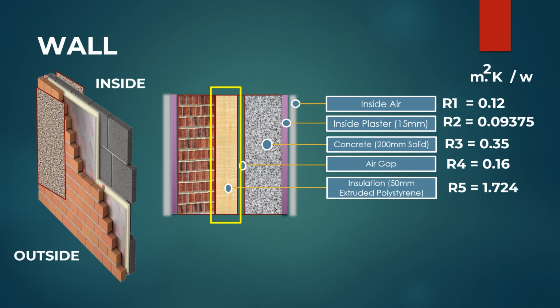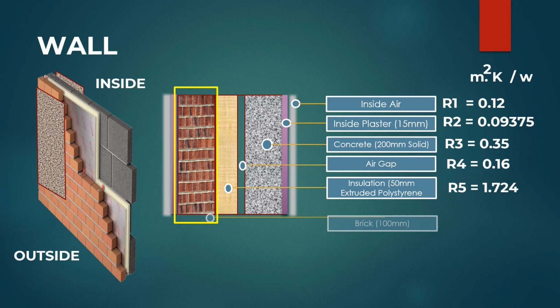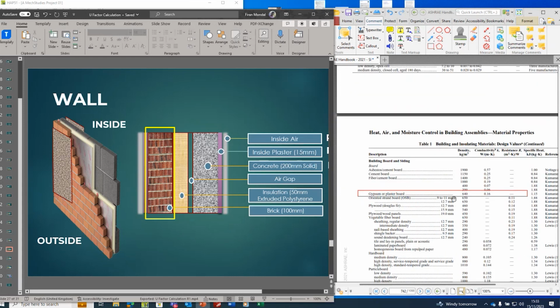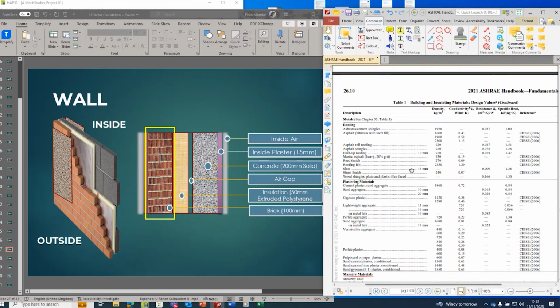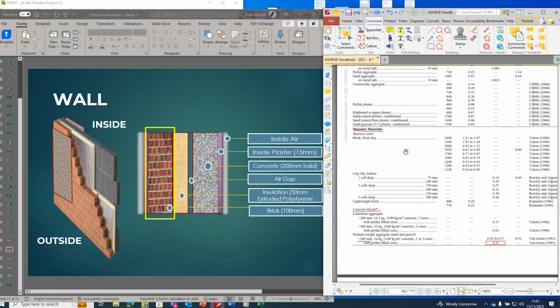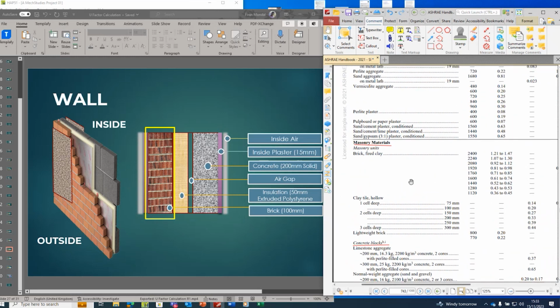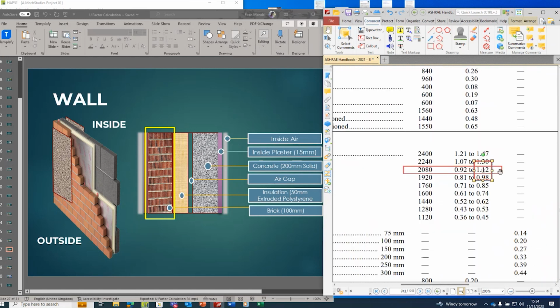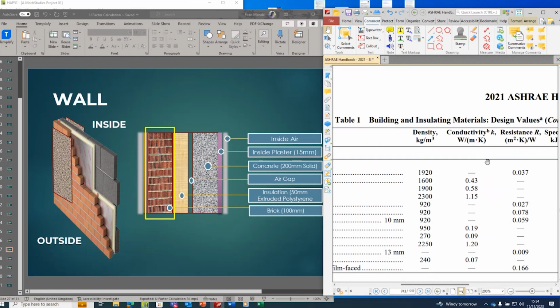Now the next layer is brick. Here 100 mm thick brick is used. Let's see the resistance from ASHRAE Fundamentals. Let's go to masonry materials. So here this is brick, and if the density is 2080, then the conductivity ranges from 0.92 to 1.12. For our case, based on the density, 1.12 is the suitable value.